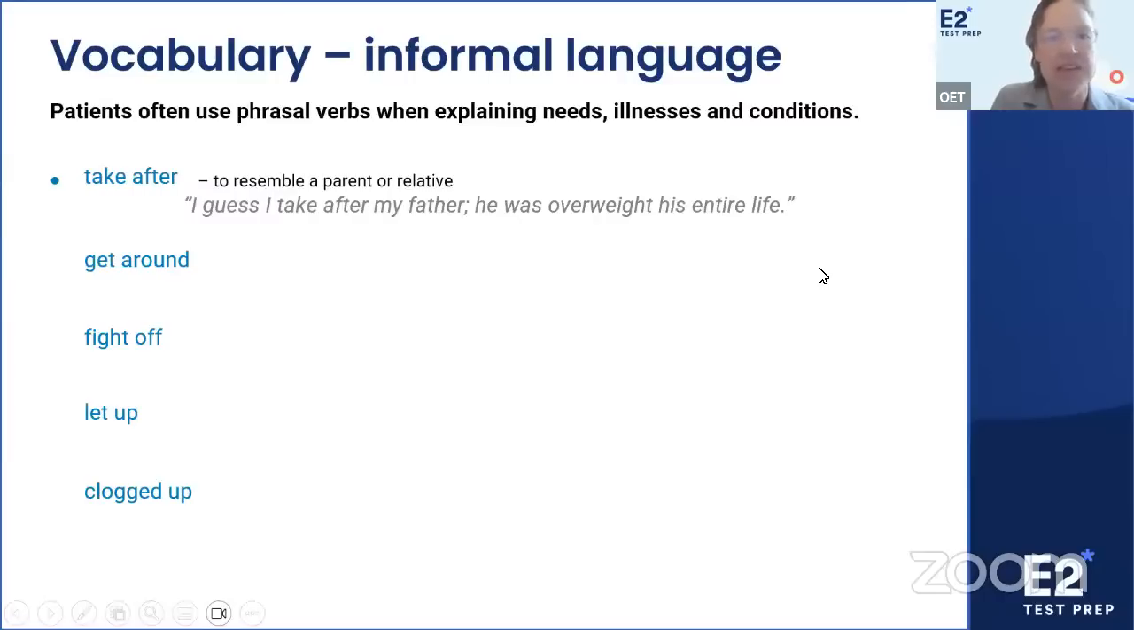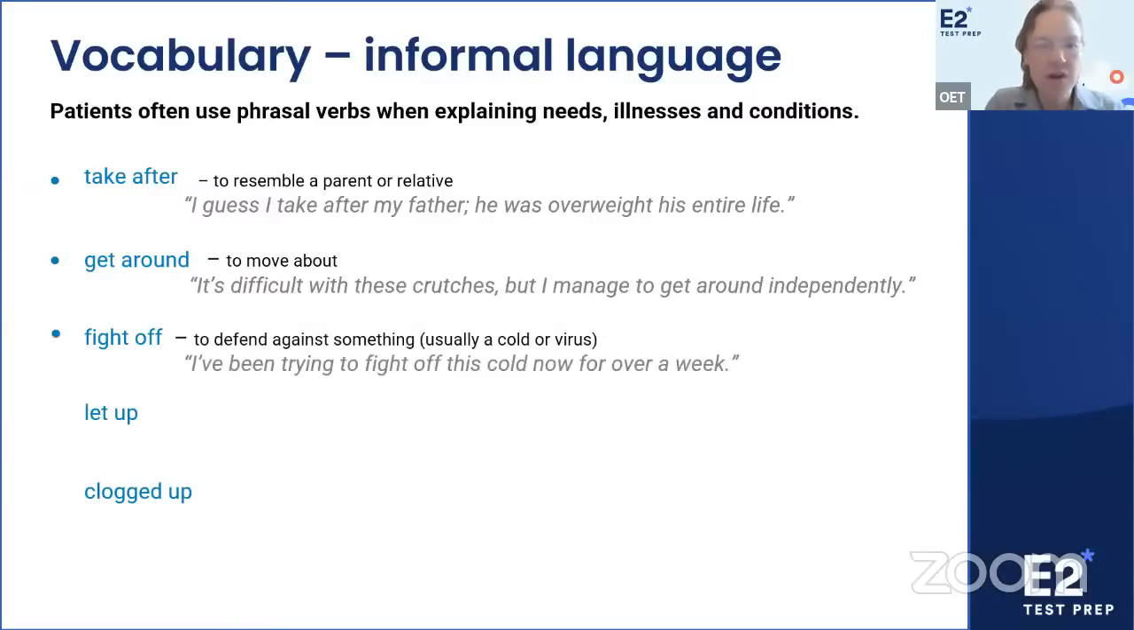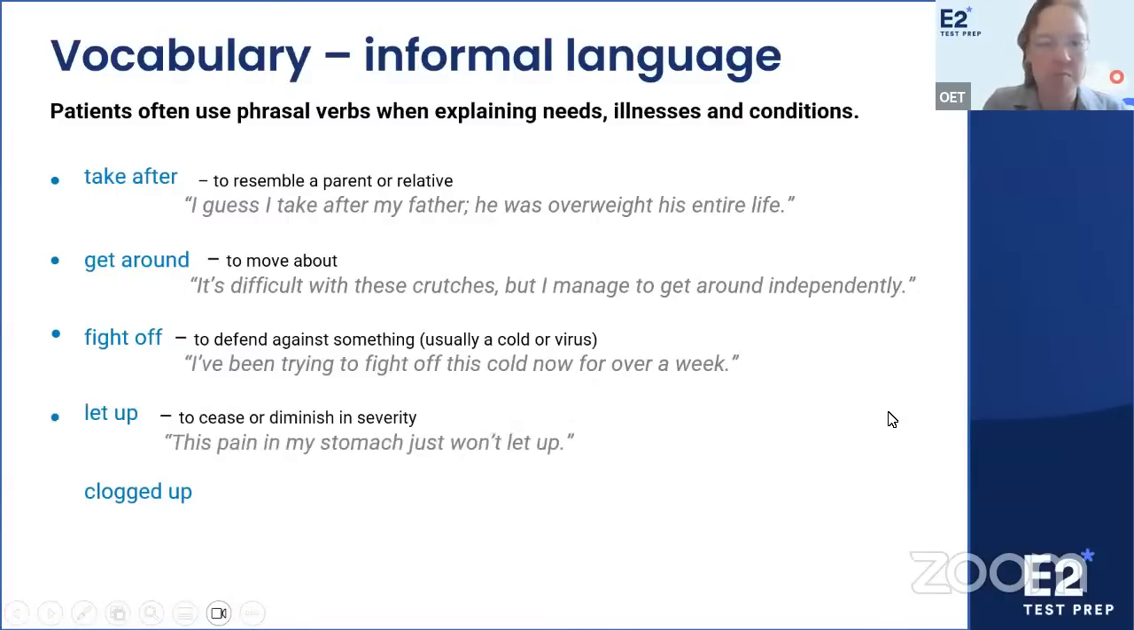Okay, so take after, to resemble a parent or relative. I guess I take after my father. He was overweight his entire life. Get around means to move about. For example, it's difficult with these crutches, but I managed to get around independently. Fight off. I think we all know this, especially those of you who are fighting off colds at the moment. I've been trying to fight off this cold now for over a week. Let up means to diminish in severity. This pain in my stomach just won't let up.